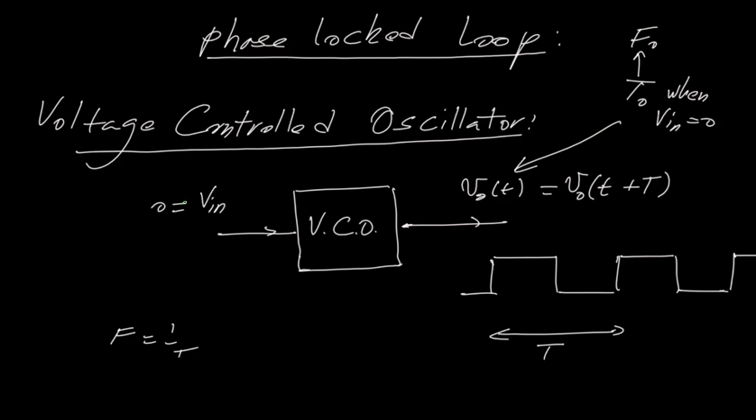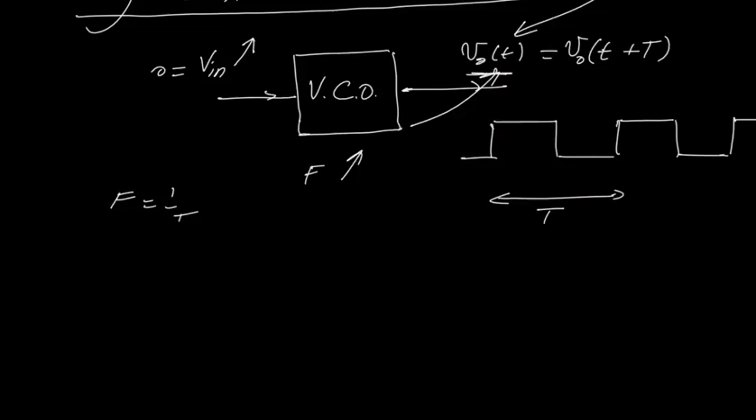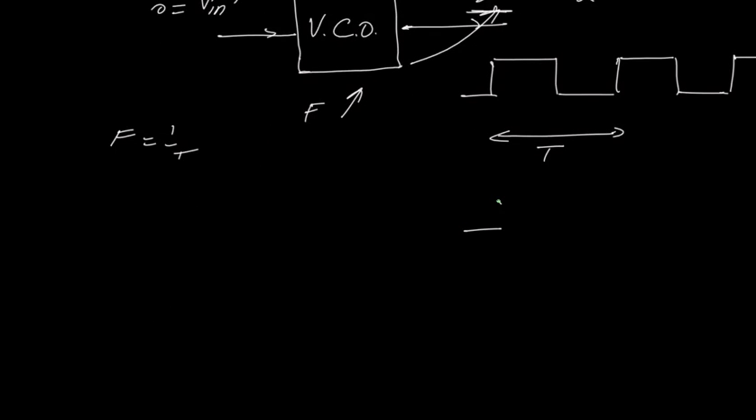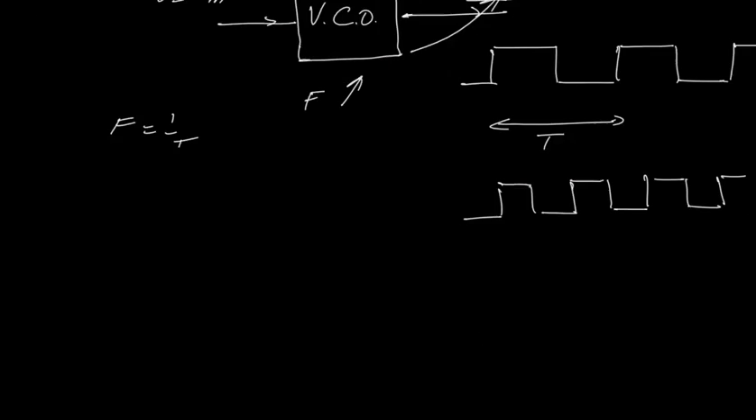Now, if we start increasing Vin, so Vin starts becoming positive, what happens to the frequency out of this thing? Well, we're going to output the same pattern, except that the frequency of this signal starts going up, which pretty much means that now we get something like this. All right, so this is how a VCO works.